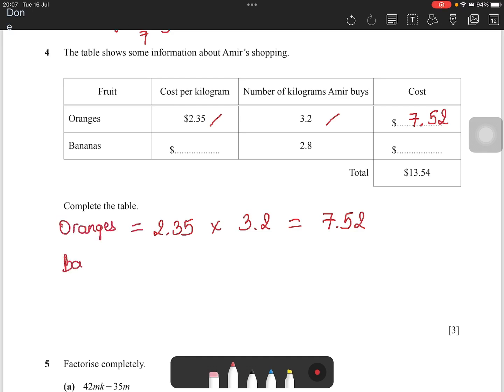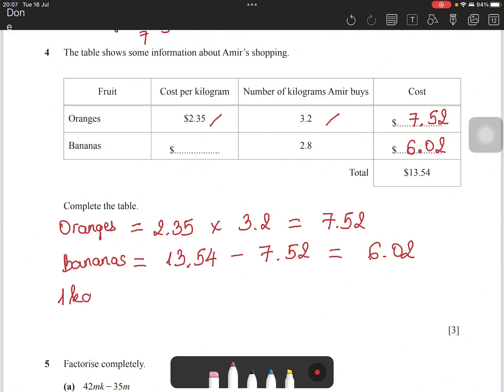Then to find the total cost for the bananas, now to find the total money he spends on banana, we will subtract 7.52 from 13.54, and the answer is 6.02. Finally, to find the cost of 1 kilogram of banana, we will divide 6.02 by 2.8. This is the mass of the banana. So the answer is $2.15.